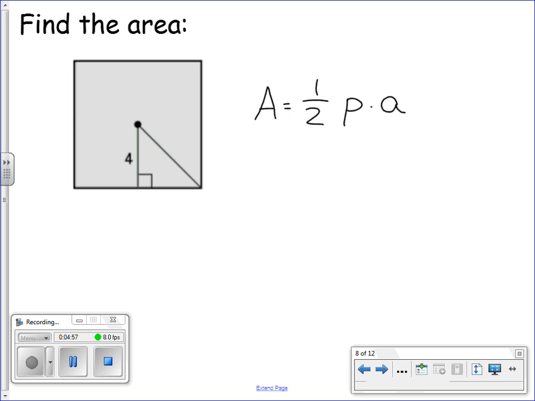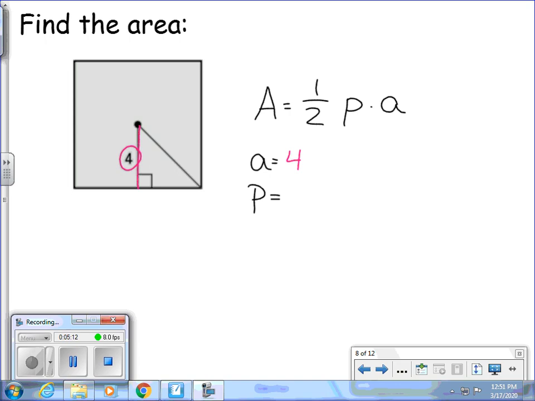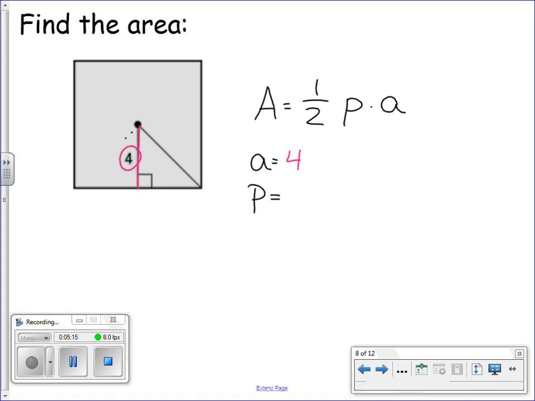Well, if you look at your figure here, we see that the apothem is 4. But I do need to figure out what is the perimeter of my figure. Let me draw another triangle in this regular figure. To be able to find out the perimeter, I need to figure out what is this distance, and I'll call that x. Well, let's look at the angle of that triangle.